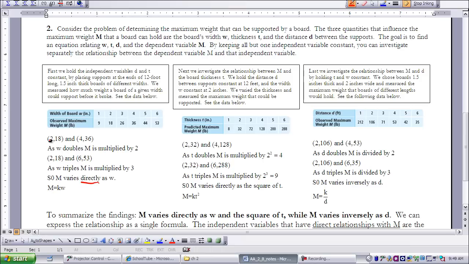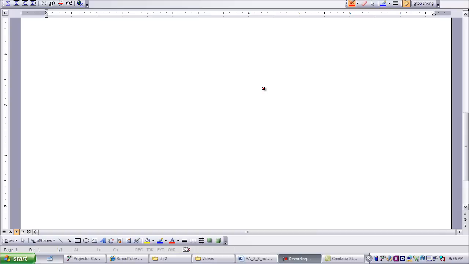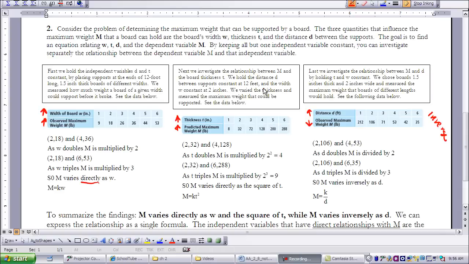So in this situation, we said M varies directly as W, so we know that that equation looks like M equals KW. Let's look at our first set of data. As you notice, I went through and I looked at my data right away, and I noticed that as my independent variable was increasing, so was my dependent variable. So I knew that I'm going to have a direct relationship.